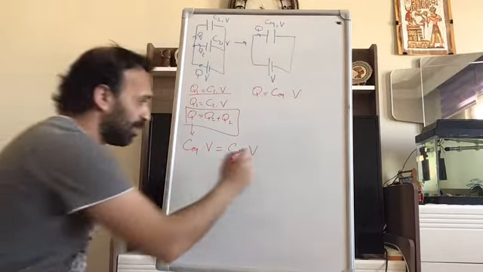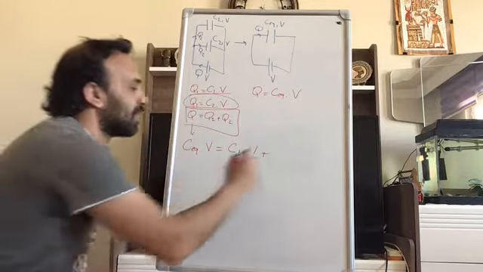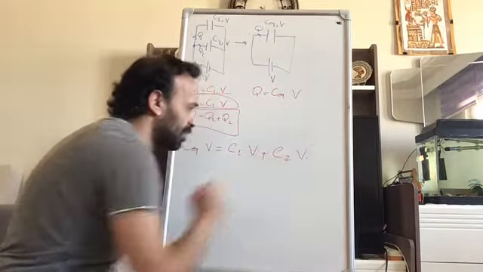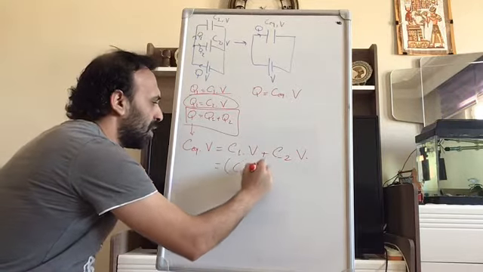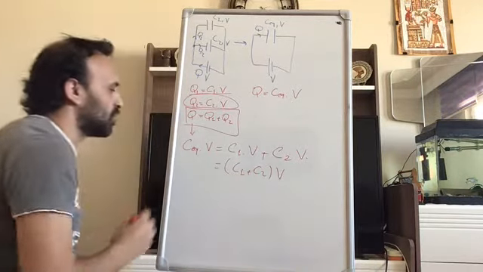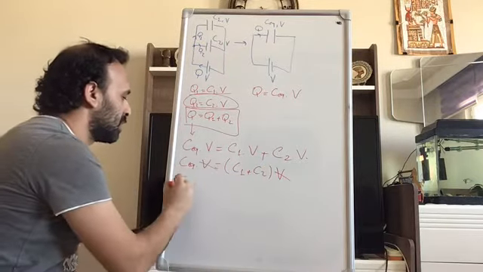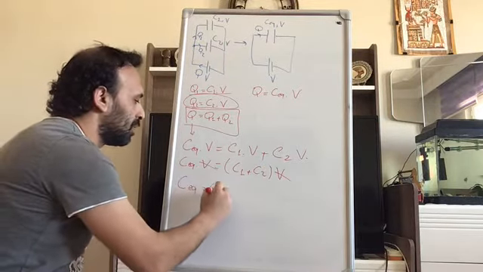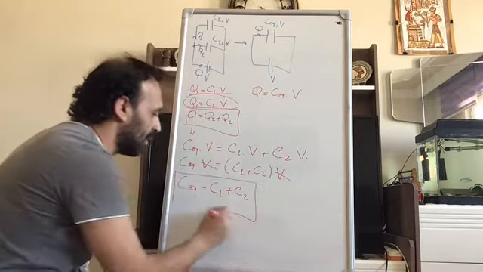C1 times V plus Q2 can be written by using this equation as C2 times the electric potential. And if I put them in the common parentheses of the electric potential, I can cancel this too. So C equivalent will be equal simply the summation of the capacitances of the capacitors.